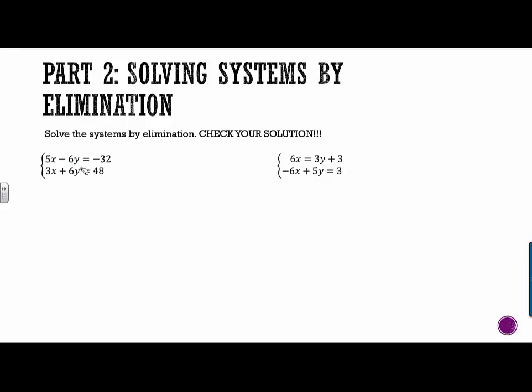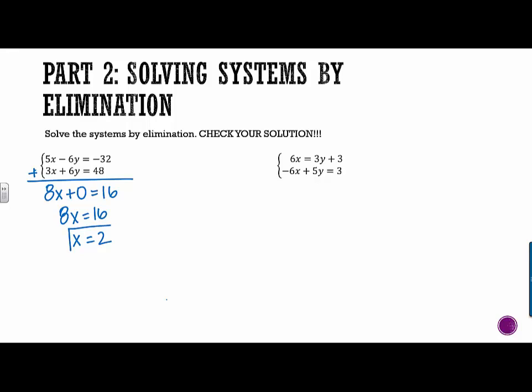One's positive and one's negative, so that means when we add these 2 equations right here, something awesome is going to happen. 5x plus 3x gives me 8x, but negative 6y plus 6y gives me no more y's. They totally disappear. And then negative 32 plus 48 gives me 16. So this turns it into a pretty easy equation to solve. We can easily see that x equals 2.